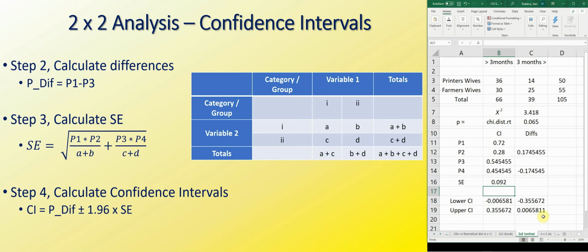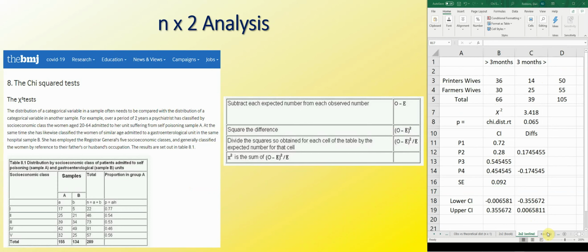The final example I'd like to talk about is an n times 2 analysis. Although n represents any possible number, we've already seen a 1 times 2 analysis and a 2 times 2 analysis, so you can be fairly sure that when you see n times 2 analysis, it will be at least 3 rows and 2 columns, but it could be 4, 5, 6, however many that you actually have in your particular data set.